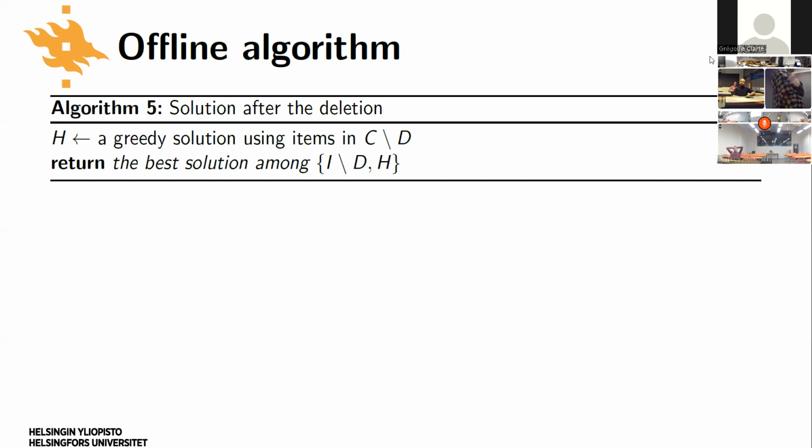The offline algorithm is even simpler than the previous one. Essentially, you run a greedy algorithm on your reserve set, so this is C divided by D. Then you just return whichever is the better solution of the two: either I minus D, your solution constructed from the first algorithm minus the deleted set, or this new greedy solution that we compute from C minus the stuff that we did. So it's a very simple algorithm, but analyzing it is a little bit tricky.